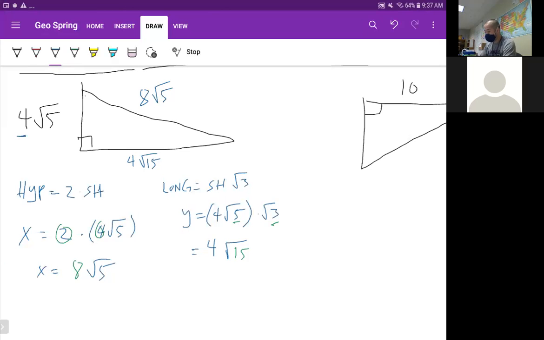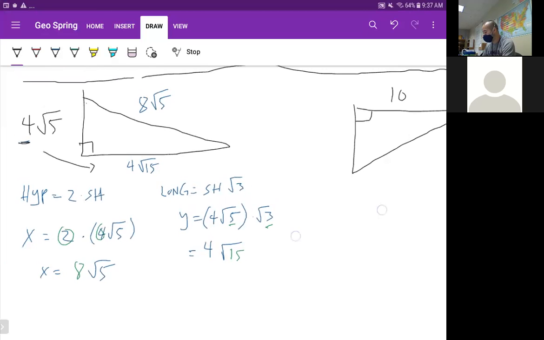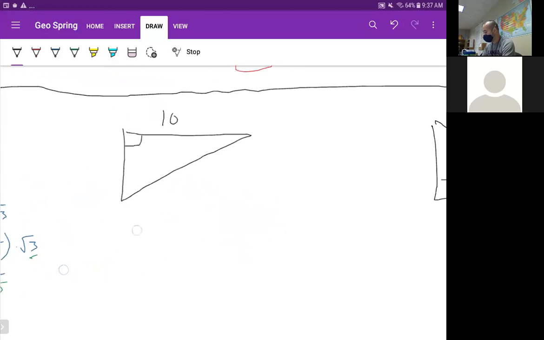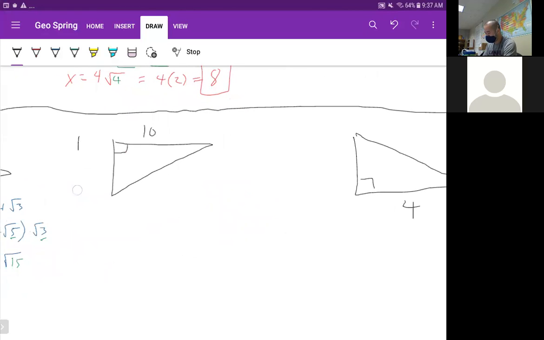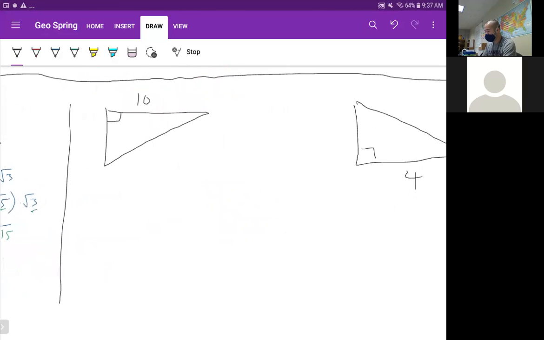Again, the shortcut still works if you know how the shortcut works, because with the shortcut, you just bring this number down to here, and you multiply by square root of 3. So 5 times 3 is 15, so that's what's happening there. But use the formula if what I said does not make sense.